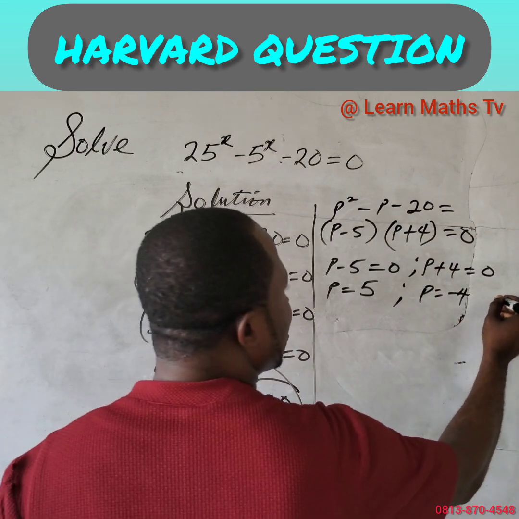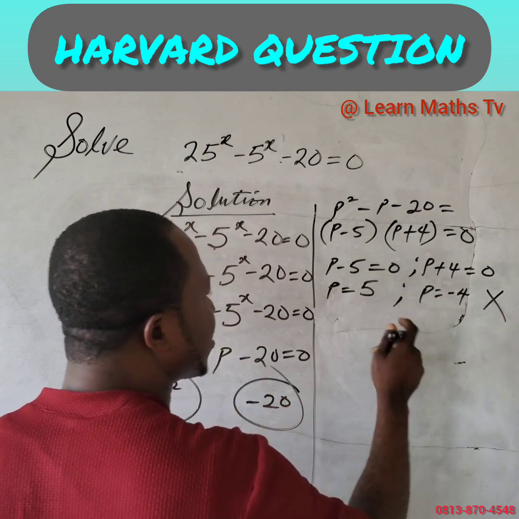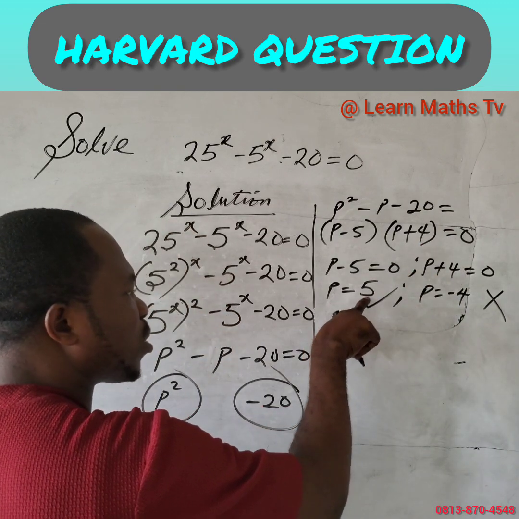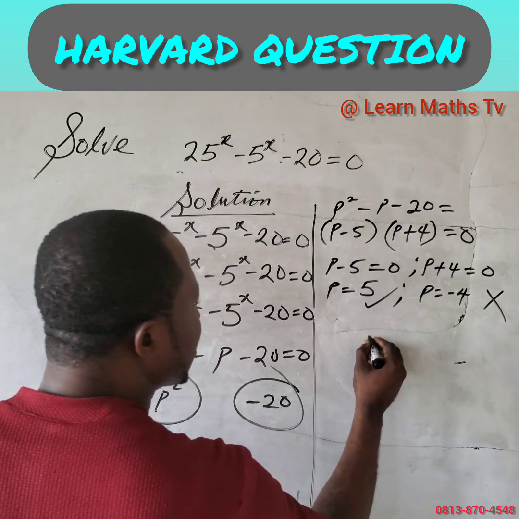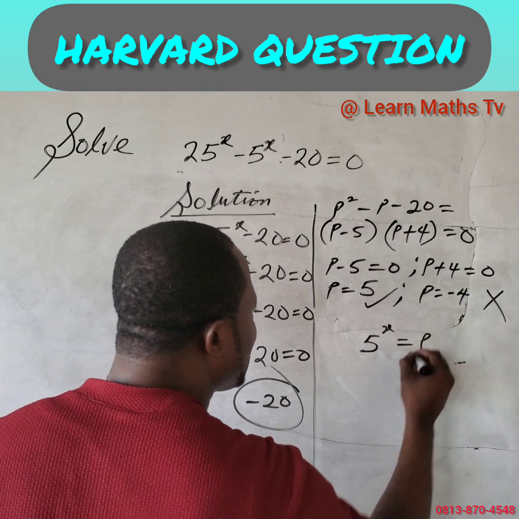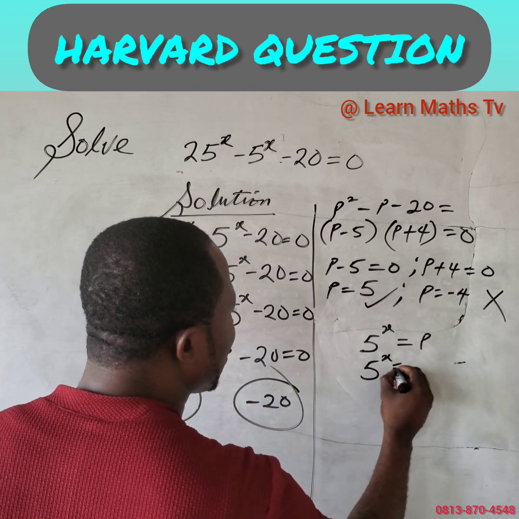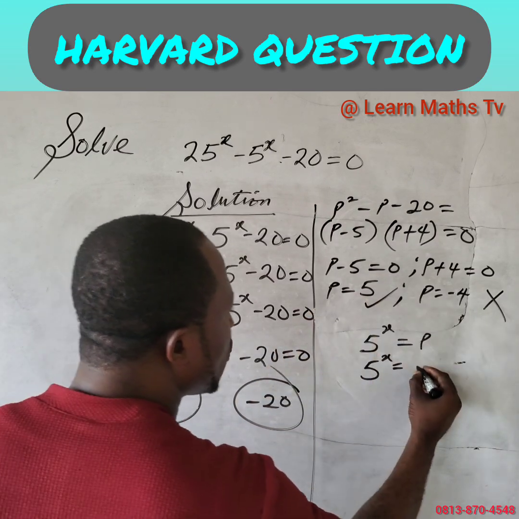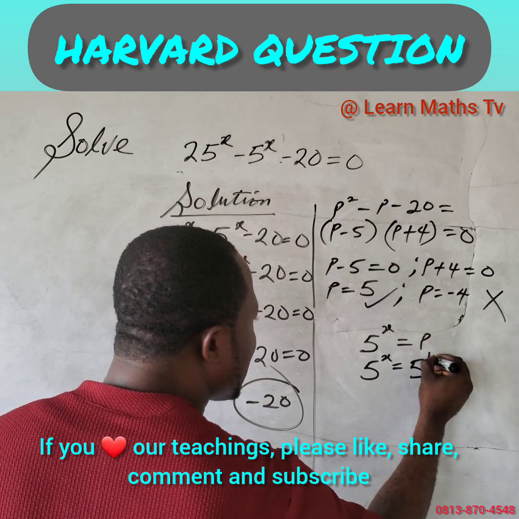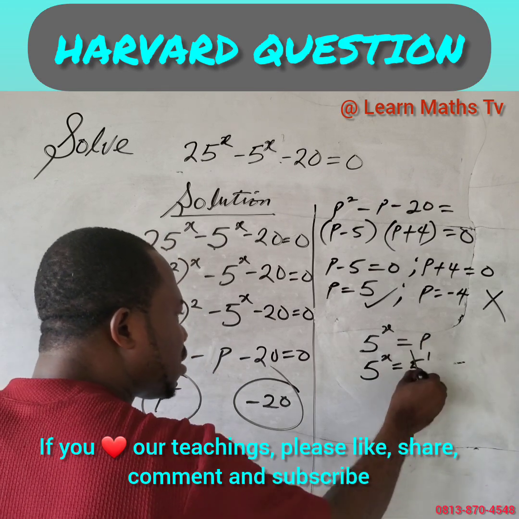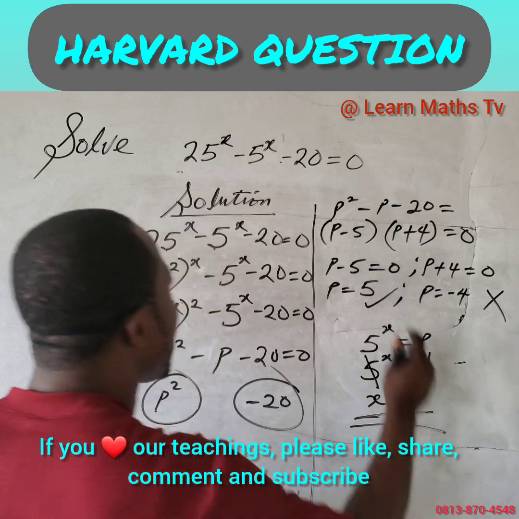So this is considered invalid because of the minus sign. We are not taking this answer, and this is the correct answer for p because it is positive. Recall that while we were solving, we stated that 5 raised to the power x is equal to p. And if our p is 5, we say 5 raised to the power x is equal to 5. Note that 5 is the same thing as 5 raised to the power 1. So if I cancel 5 and cancel 5, x is equal to 1. And this is the answer for this question.